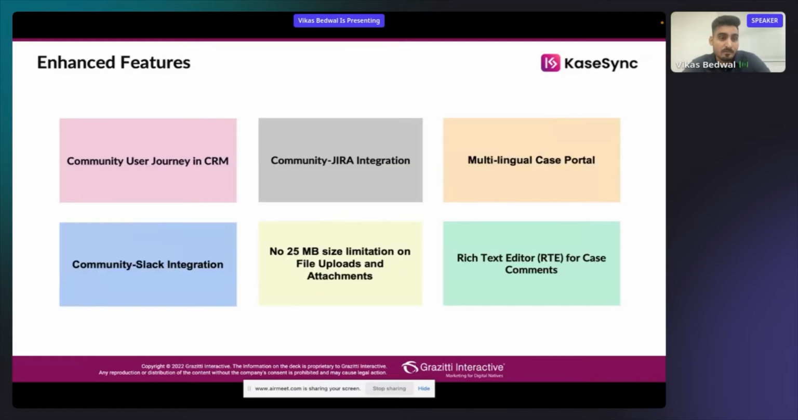Here I would like to share the enhanced features of CaseSync. A few of them are favorites for me, like community Jira integration and community Slack integration. So these are the features which make us different from other solutions in the market. CaseSync will help you to integrate your community with Jira and with Slack. It totally depends on your business use case how you want to integrate it. So we are pretty flexible to do that.